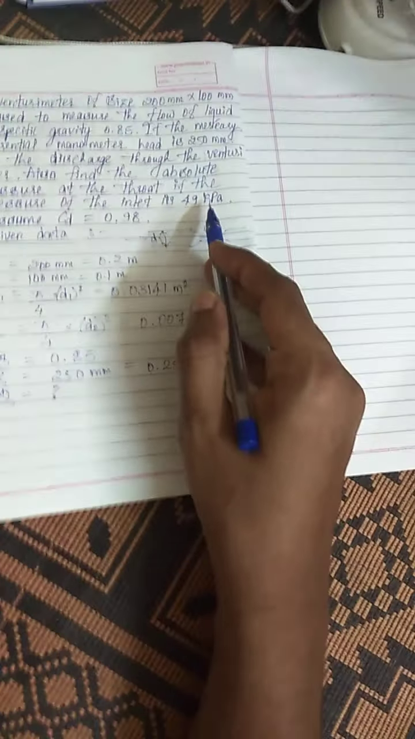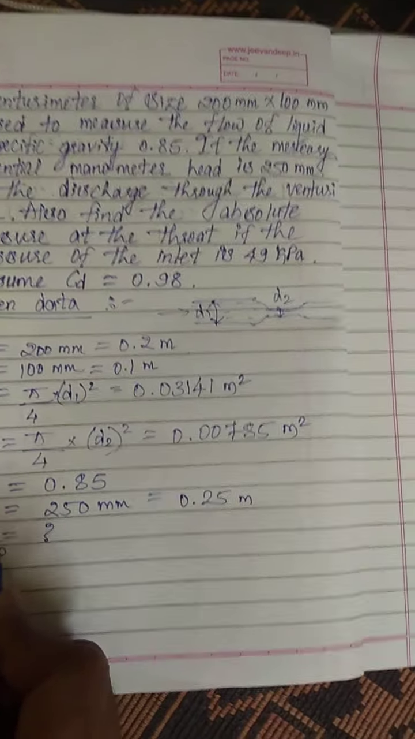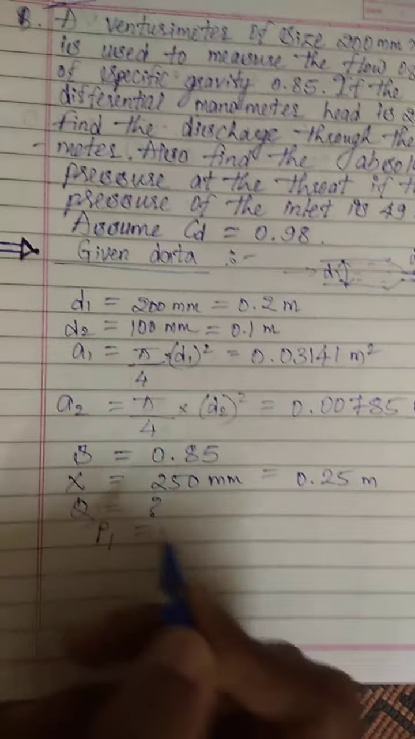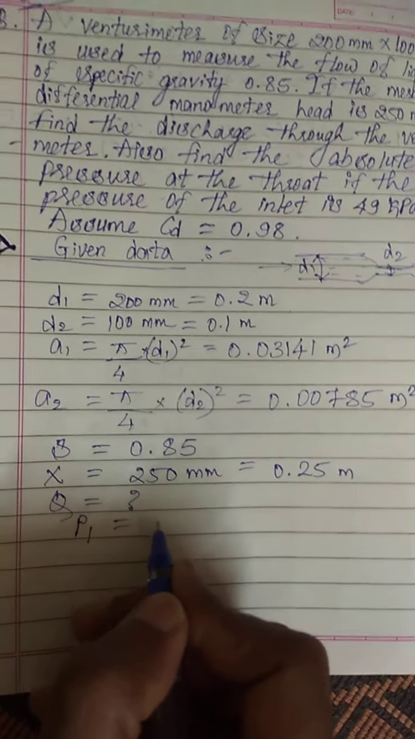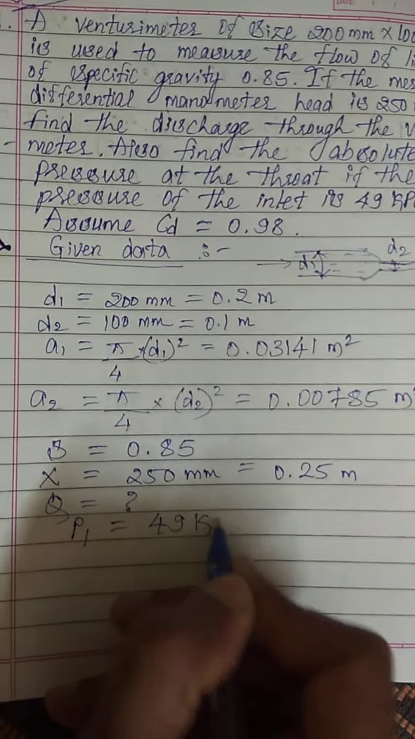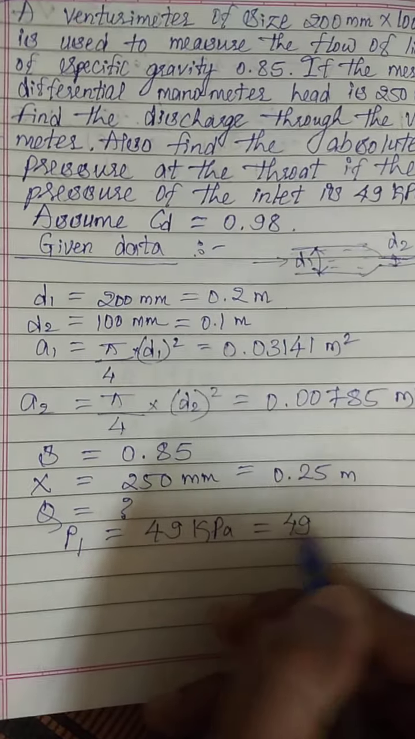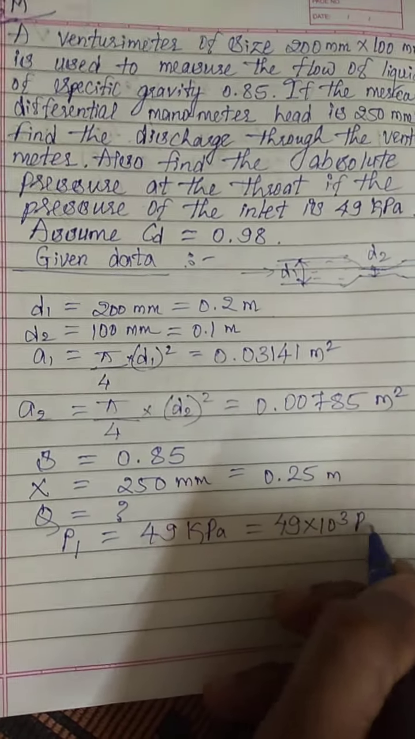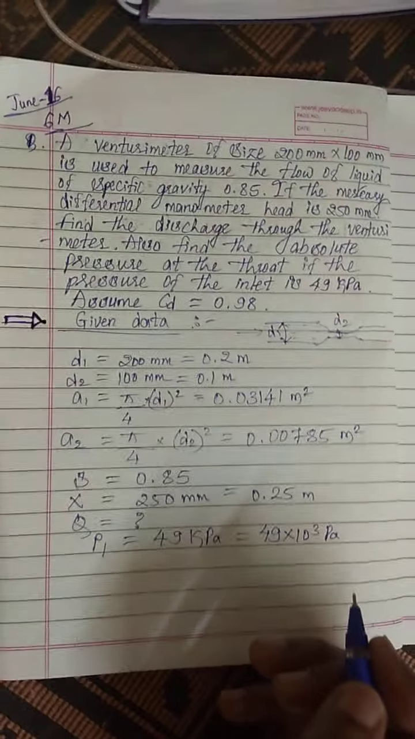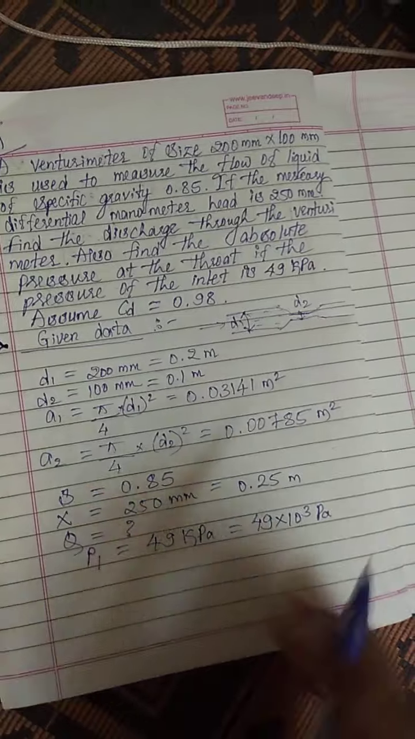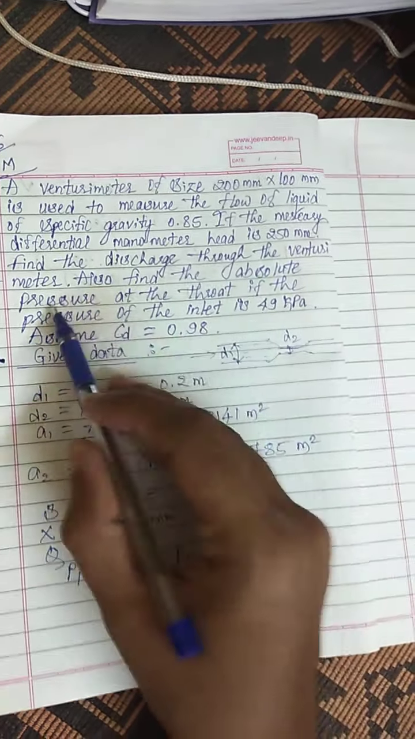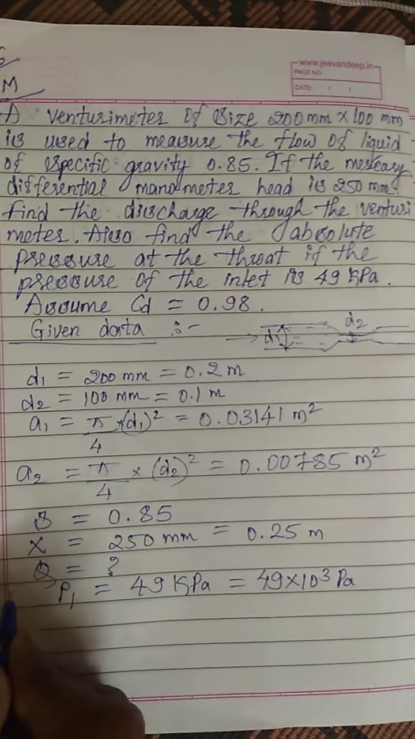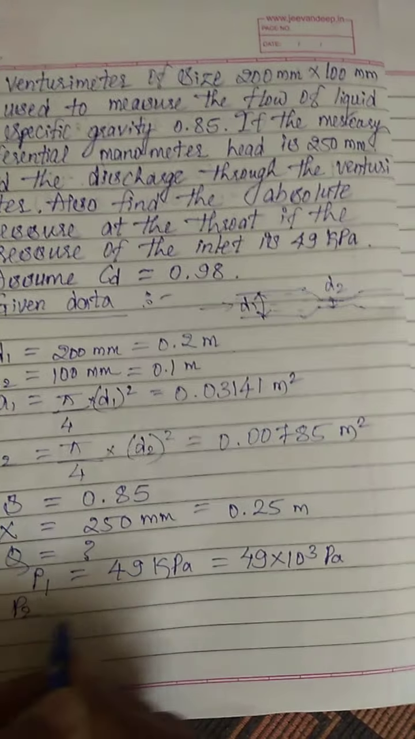If the inlet pressure p1 is 49 kilopascal, we need to convert it into pascal, 49 into 10 raised to 3 pascal. They have told us to find the absolute pressure at the throat, that is P2, which we need to calculate.